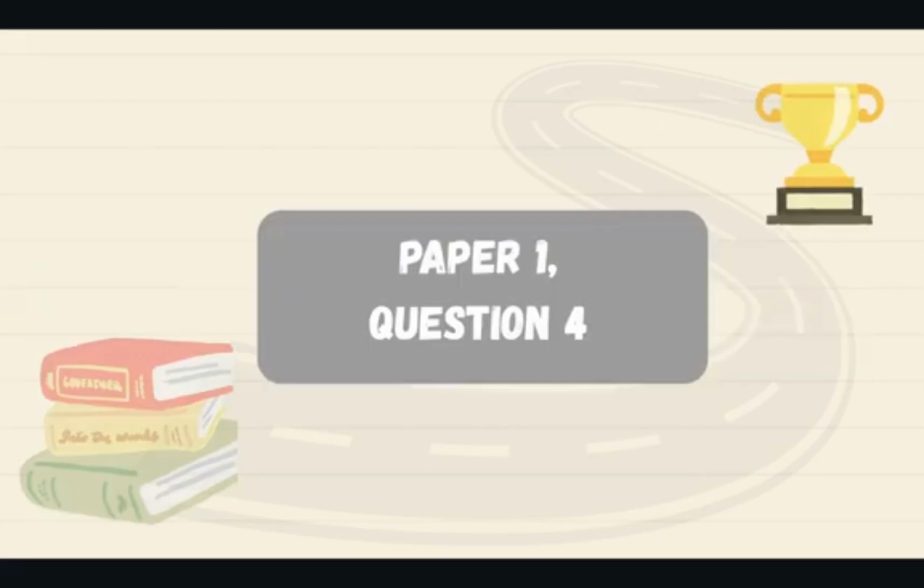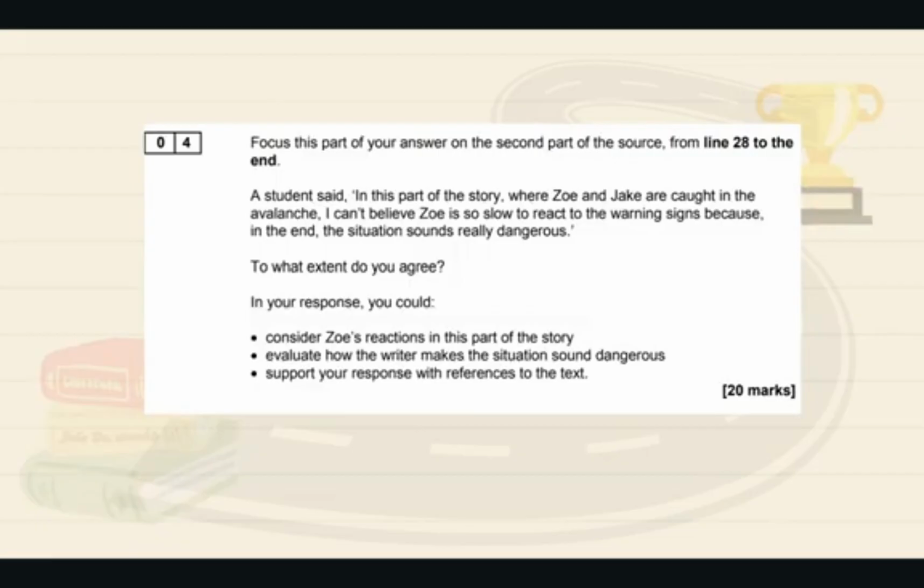Let's have a look at Paper 1, Question 4 together. So, Paper 1 Question 4 is an evaluation question, and it gives you a specific part of the extract to focus on, and then it gives you a little statement. So here the statement is, a student said, in this part of the story where Zoe and Jake are caught in the avalanche, I can't believe Zoe is so slow to react to the warning signs, because, in the end, the situation sounds really dangerous. To what extent do you agree?